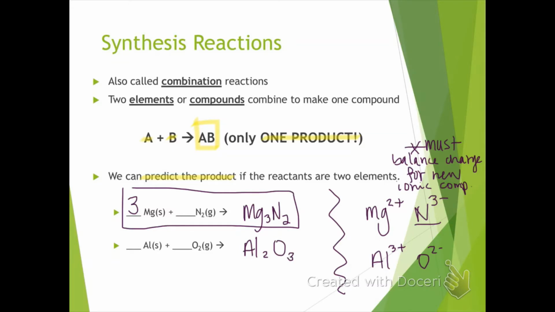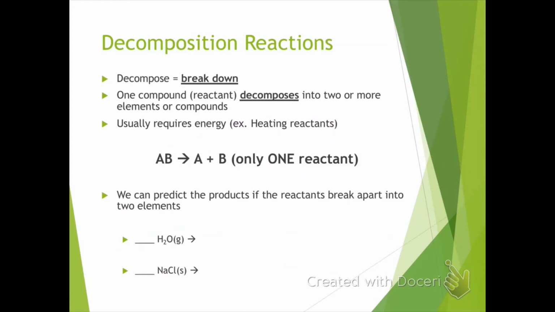Well, then we need to go and balance this. Looking at our oxygens, I have 2 and 3, so I'm going to make that 6 on both sides, and then we need 4 aluminums. So let's go and look at our second type of reaction.